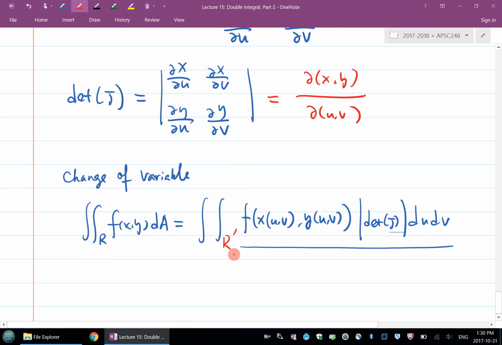This is actually the whole idea of doing this change of variable. Sometimes integrating over the region R is very difficult because it's a very sophisticated shape. But once you use the change of variable, you actually have a much better region to deal with, right?